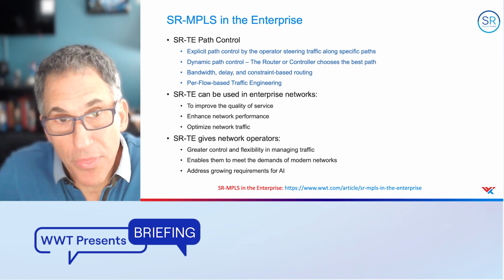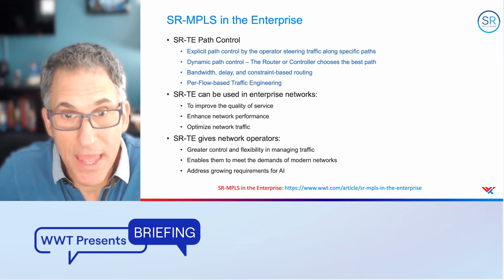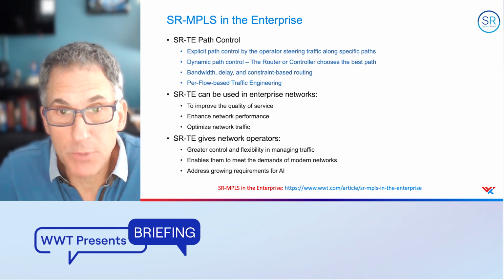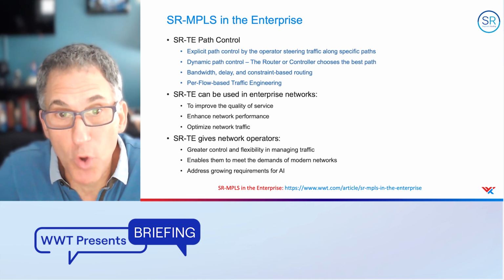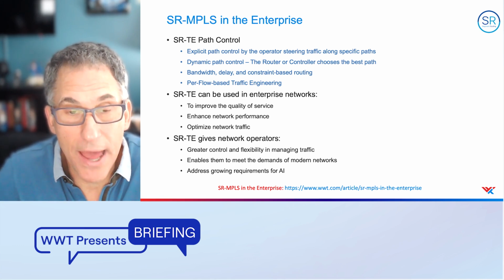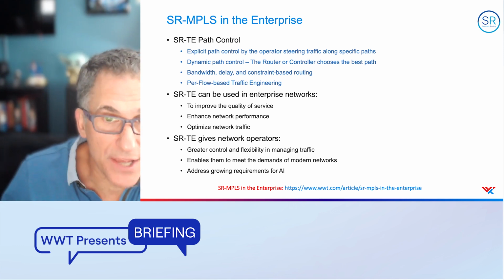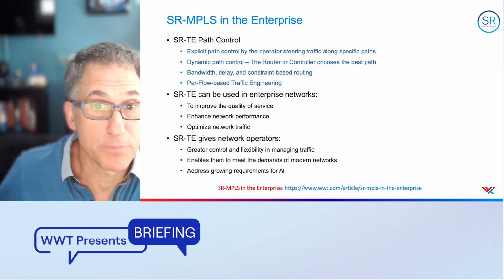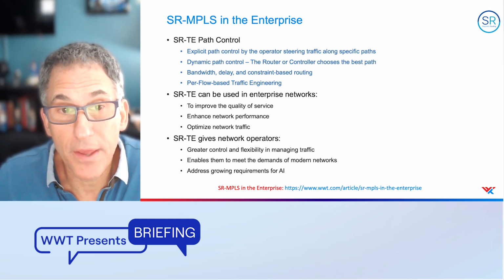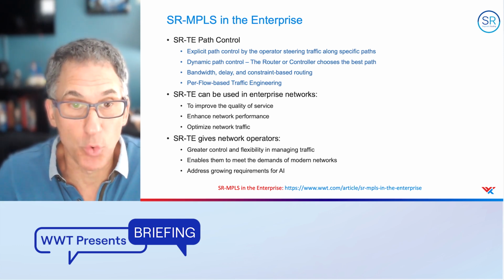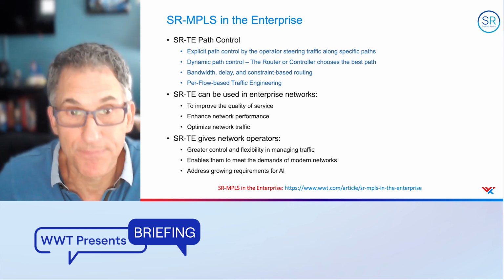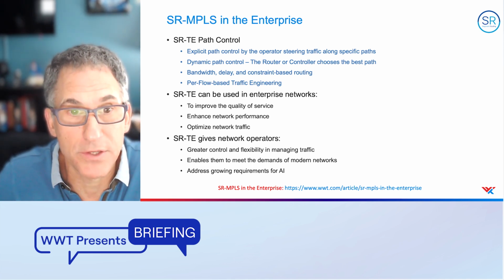So we get bandwidth routing, we get delay-based routing, and we can get constraint-based routing, which makes things much more powerful and flexible. And we also get per-flow-based traffic engineering, a new feature out there that allows us not only to route the traffic based upon the destination, because traditional routing works based on the destination, just like an IP routed packet, but we can also route based upon source information, source IP, markings in the packet, QoS markings. Again, much more granular flexibility.